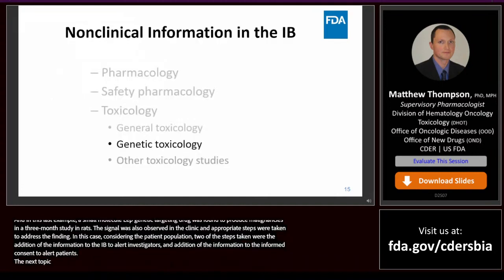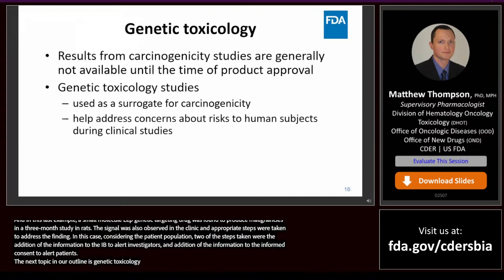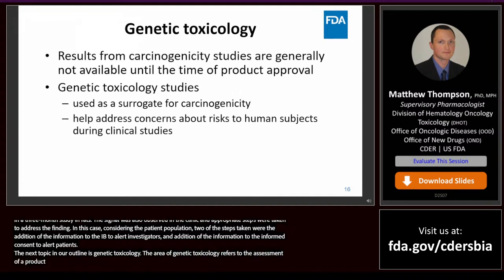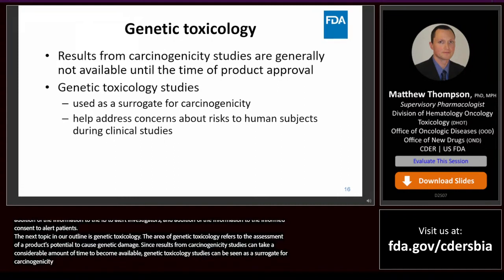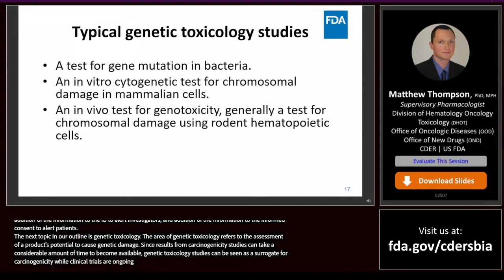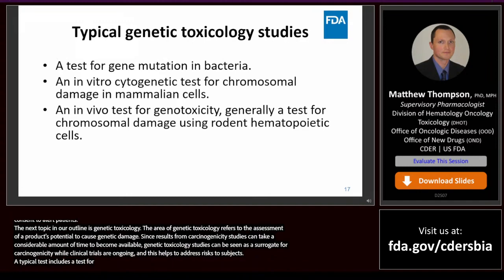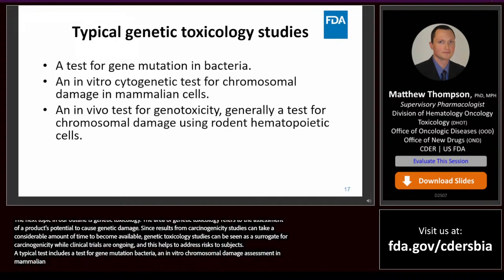The next topic in our outline is genetic toxicology. The area of genetic toxicology refers to the assessment of a product's potential to cause genetic damage. Since results from carcinogenicity studies can take a considerable amount of time to become available, genetic toxicology studies can be seen as a surrogate for carcinogenicity while clinical trials are ongoing, and this helps address concerns about risk to human subjects. A typical genotoxicity battery includes a test for gene mutation in bacteria, an in vitro chromosomal damage assessment in mammalian cells, and an in vivo genotoxicity evaluation.